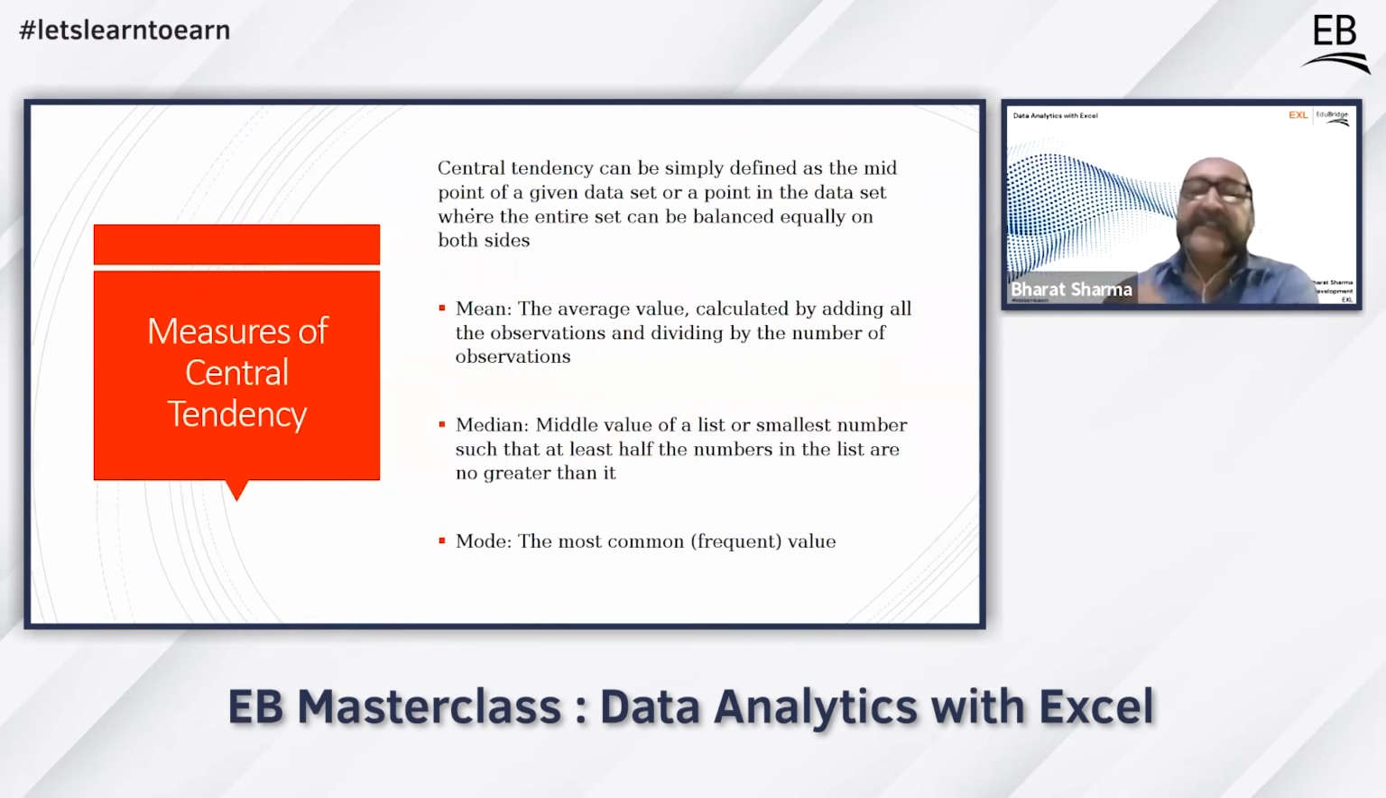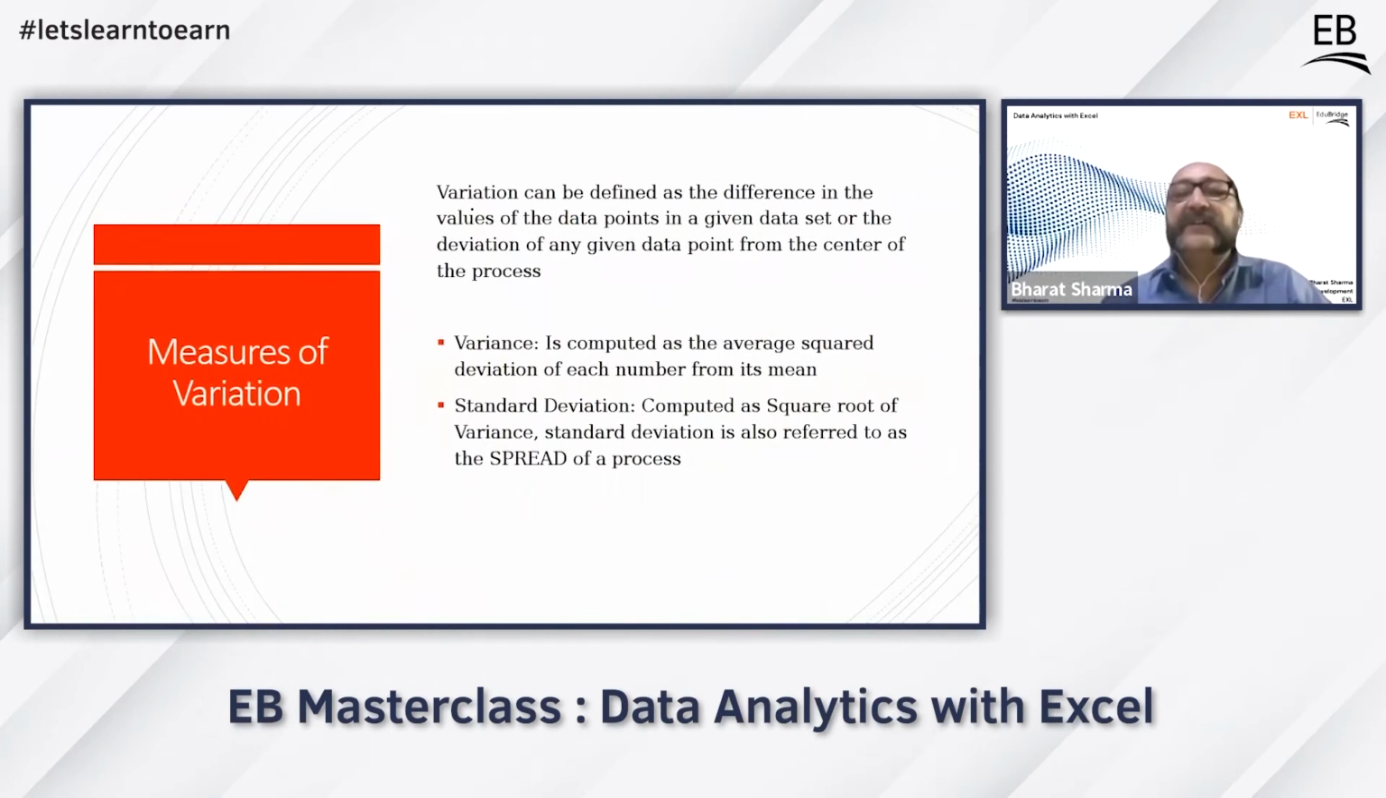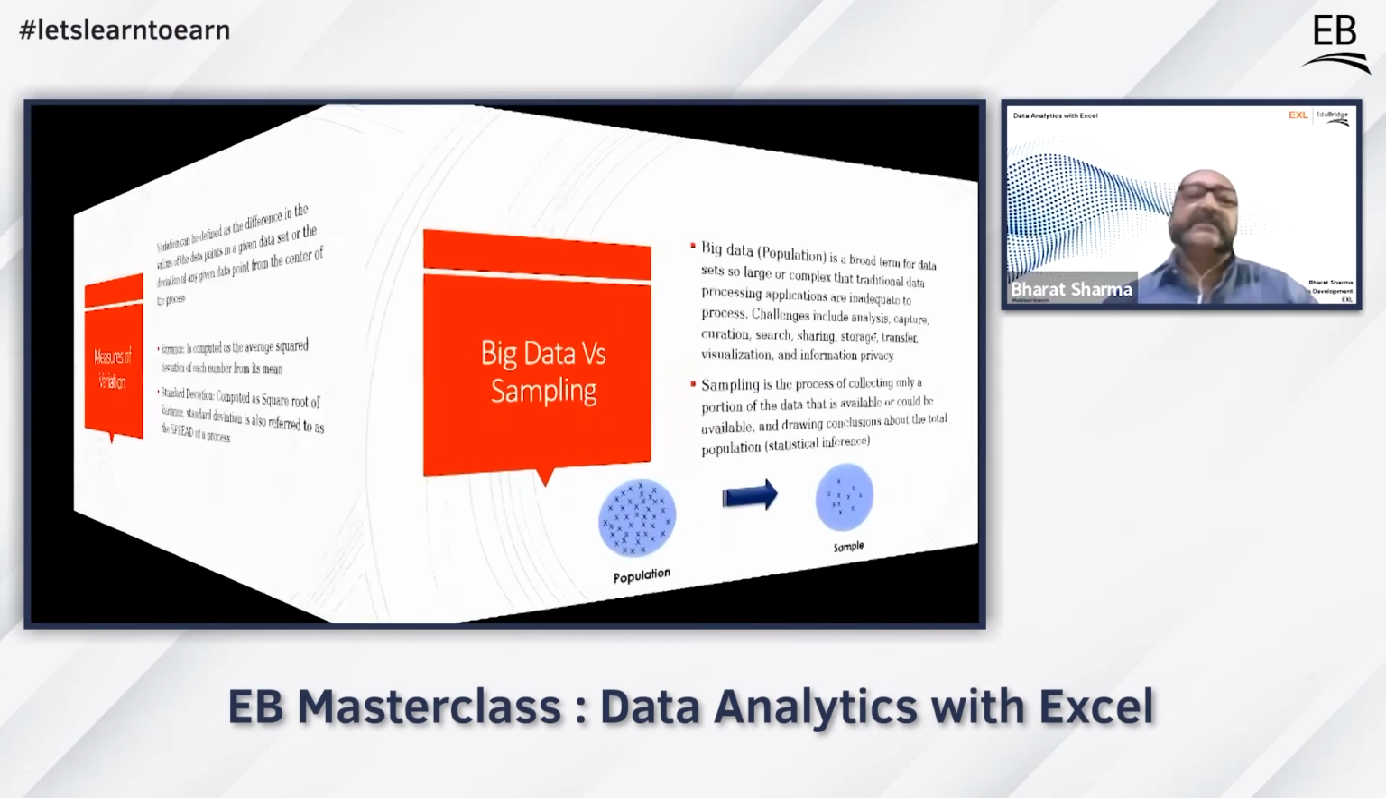Yes, sir. So the rest of the slides talk about all that we have already covered, so I'm just going to brush through them. Measure of central tendency and then measure of variation. Variance is computed as the average squared deviation of each number from its mean. And standard deviation is the square root of variance. Any questions from anyone on the topics that we have covered so far? Any questions?